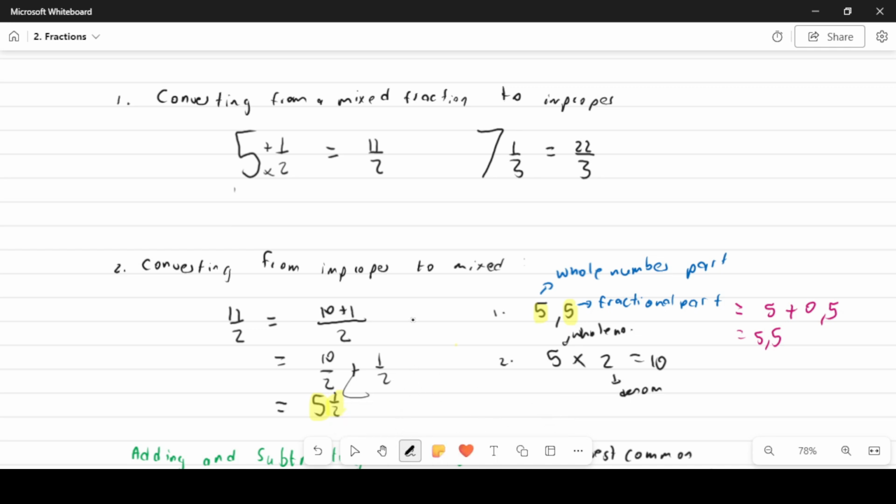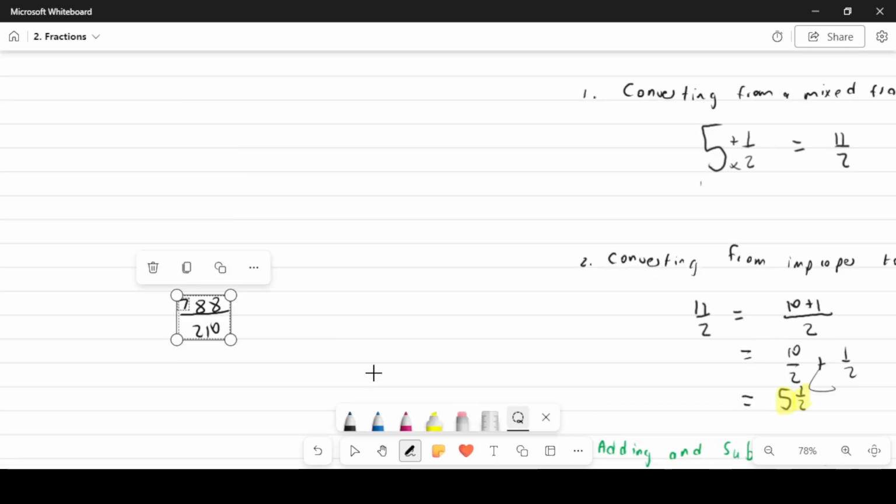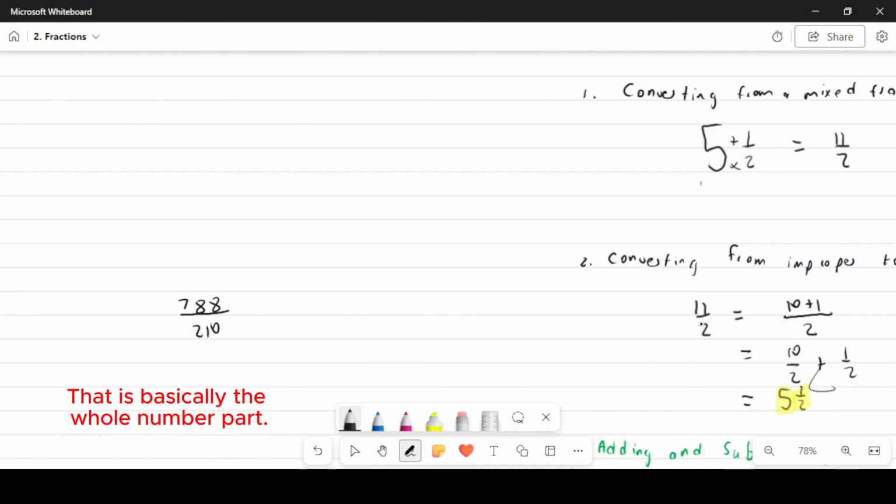So let's say I gave you 788 over 210. Let's say we were given that. How would we do this? First thing is to put this into the calculator and get the decimals. So basically with the whole number part, we're asking how many times can 210 go into 788 without a remainder. Here we're asking how many times can 2 go into 11 without a remainder.